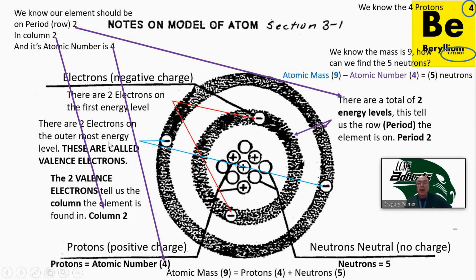Okay, so here's some things that we've learned about the element so far. We know the element should be on the second row or period of the periodic table because there's a total of 2 energy levels. We know that the element should be found in column 2 because it has these 2 valence electrons. And we also know that the atomic number is 4.